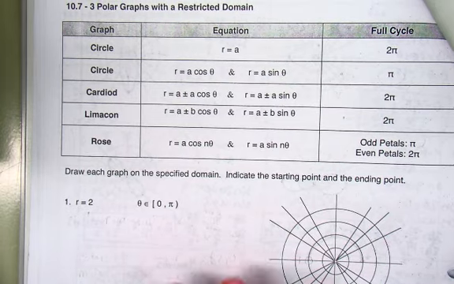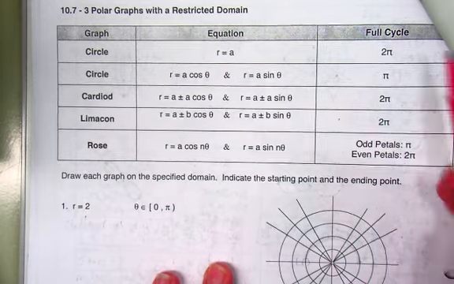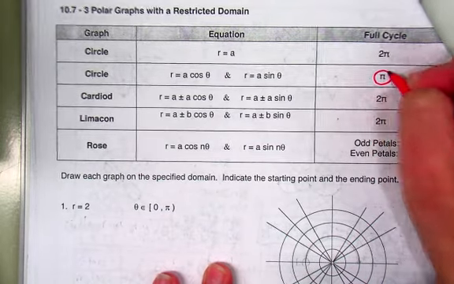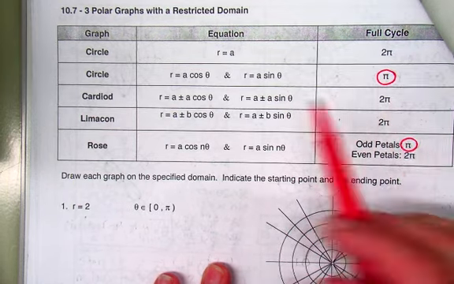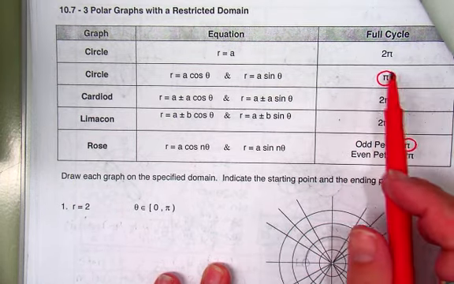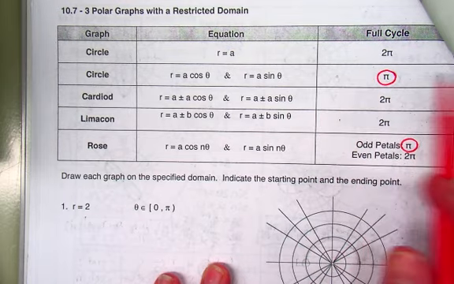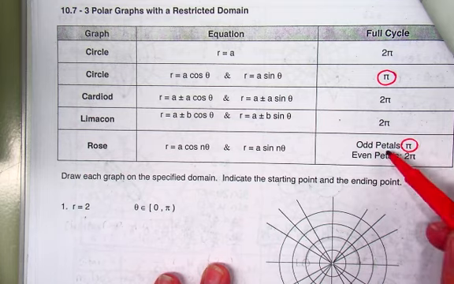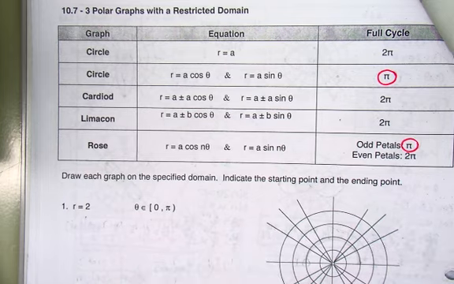The first important thing is to notice on this chart up here which ones have a full cycle of 2 pi, which is the majority of them, but there are 2 of them that just have a cycle of pi, which means that for the cosine and sine circles, it only takes pi to get all the way around one complete circle. We saw that yesterday as well. Same thing for the roses. If it has an odd number of petals, pi gives a full cycle. If it has an even number of petals, a full cycle will be 2 pi. And we'll notice that as we go through it.